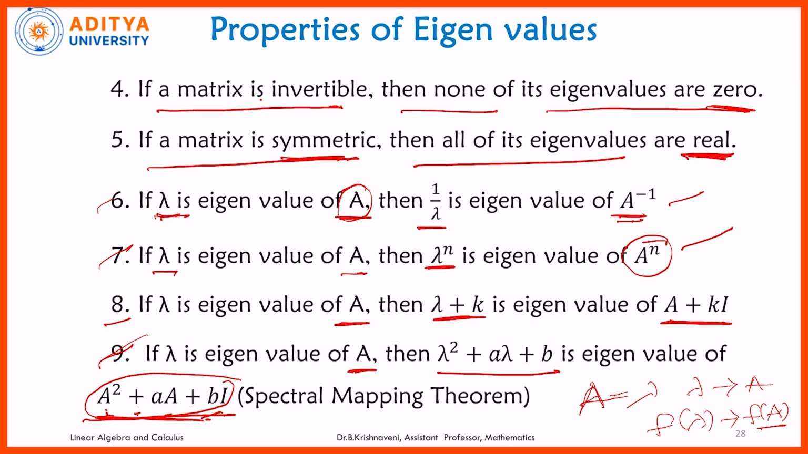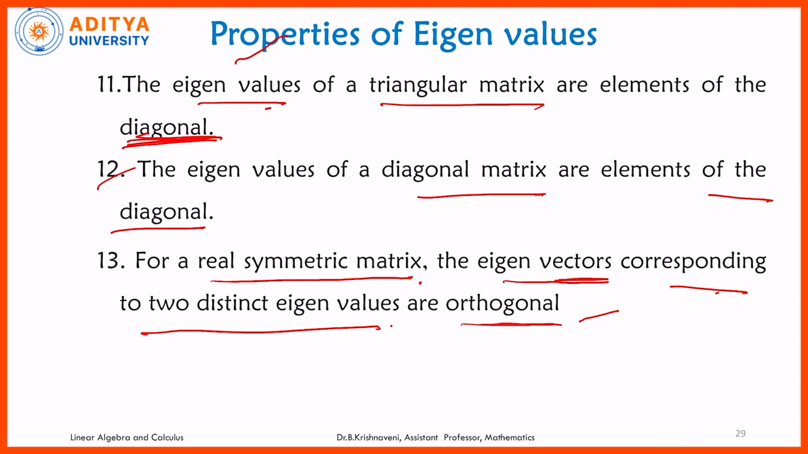That is, if lambda is an eigenvalue, then 1 by lambda is an eigenvalue of A inverse. If lambda is an eigenvalue of A, lambda power n is an eigenvalue of A power n. If lambda is an eigenvalue of A, then lambda plus k is an eigenvalue of A plus kI. And for a polynomial, if lambda is an eigenvalue of A, then f of lambda is an eigenvalue of f of A. For a triangular matrix and a diagonal matrix, the diagonal elements are the eigenvalues. And if the matrix is real symmetric, then the eigenvectors corresponding to two distinct eigenvalues are orthogonal. These are the properties.